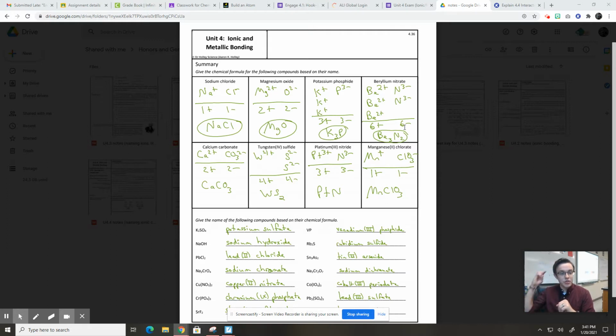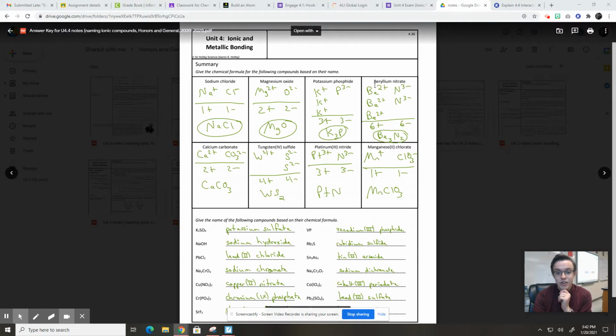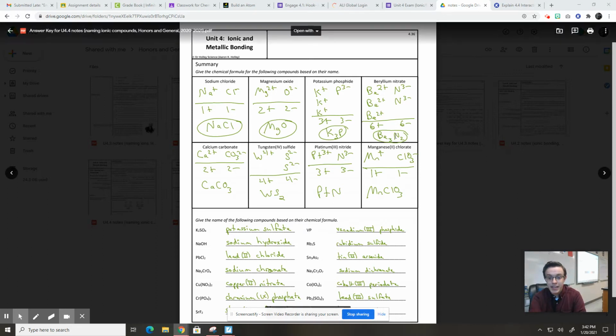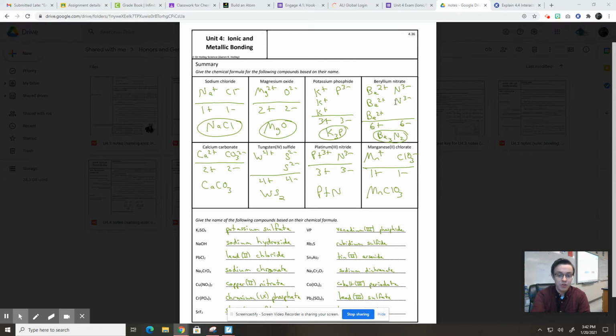So this one was a little tricky because at first you may think, well, how can I get a +2 and a -3 to cancel out? Well, you got to think, what's the closest common multiple of 2 and 3? Well, the lowest common multiple is 6. So if you can get both of those numbers to 6, then they're going to cancel out. So you need -3 2 times to get to -6, and you need a +2 3 times to add up to +6. Positive and -6 cancel out. So your formula is Be3N2. Remember, those subscripts just tell you how many atoms there were.